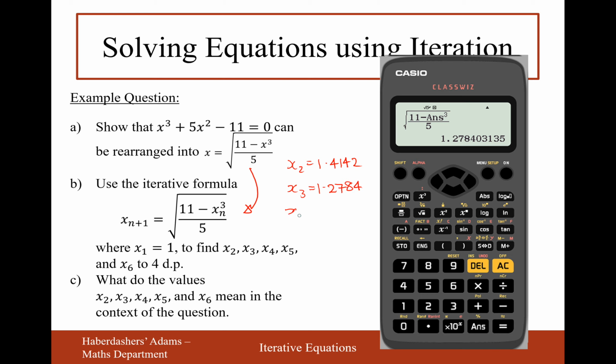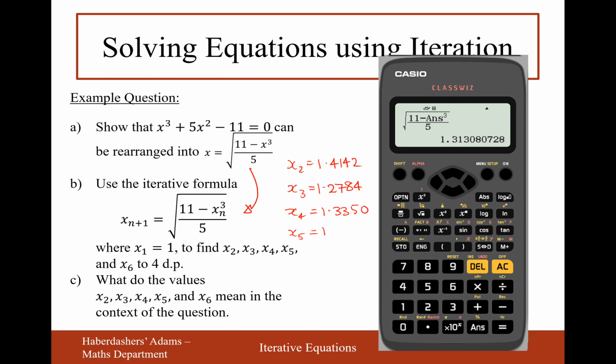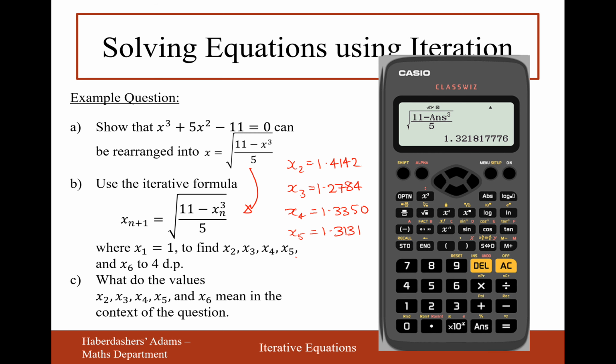1.2784. Press the equals button again and you will get 1.33. Be careful of your rounding here, because the 6 will round the 9 up, and if the 9 rounds up to 10, that will boost up the 4 as well, so it'll be 1.3350. x5, the fifth term in your sequence, will be 1.3131, and the final term in this sequence is going to be 1.3218. Lovely, there we are.